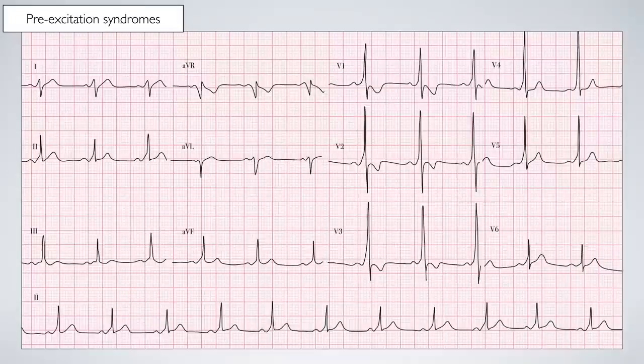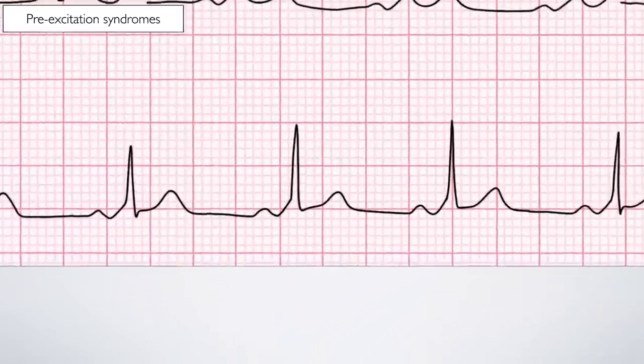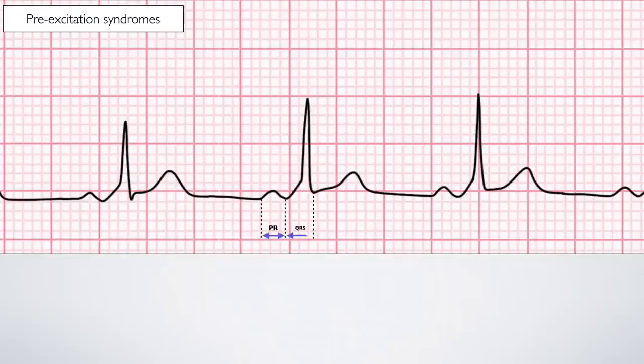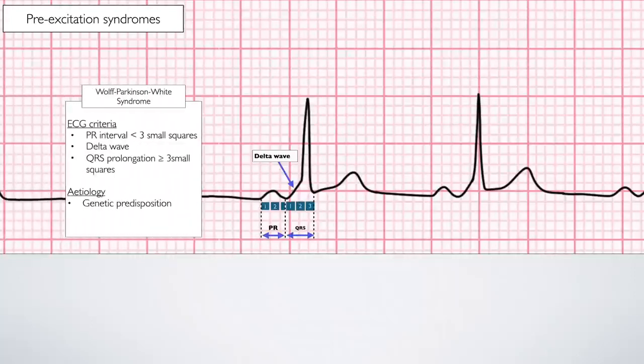This is an example of a pre-excitation syndrome. Note how the PR interval is shortened and the QRS complex is lengthened by a delta wave. This diagnosis is known as Wolff-Parkinson-White and predisposes patients to an atrioventricular reentry tachycardia.